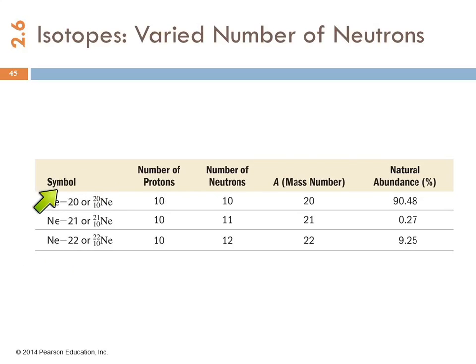So different ways of indicating the three isotopes. They've all got the same number of protons, different number of neutrons, their mass number will be different, and these are the natural abundances. So neon 20 accounts for 90.48%. Most neon has a mass of roughly 20, but a little bit of it has a mass of 21 because it has an extra neutron, and close to 10% has 2 extra neutrons.